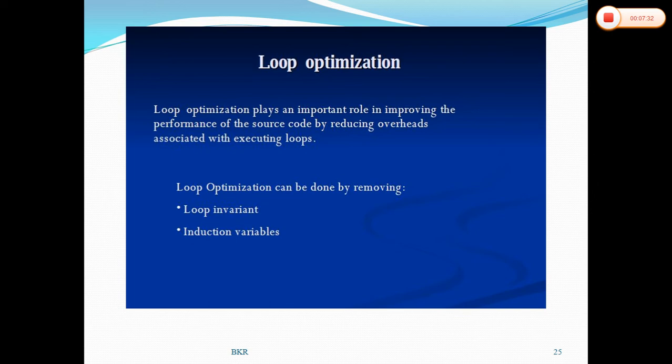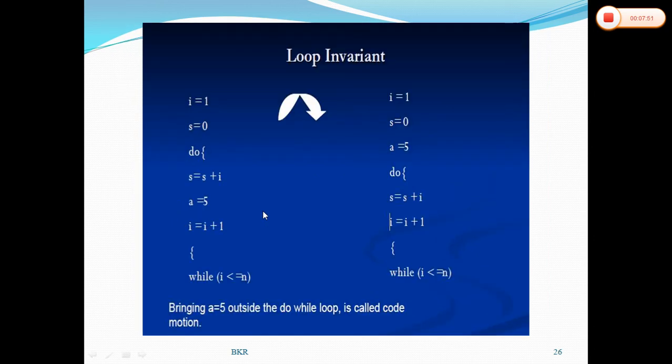Second is loop optimization. Loop optimization plays an important role in improving the performance of source code by reducing the overheads of executing a loop. Instead of using some unwanted loops, I can simply remove them. Loop invariants, induction variables, etc. I will give a simple example. See here, this loop invariant is an example. Here I is equal to 1, S is equal to 0, do S is equal to S plus 1, A is equal to 5, and I is equal to I plus 1.